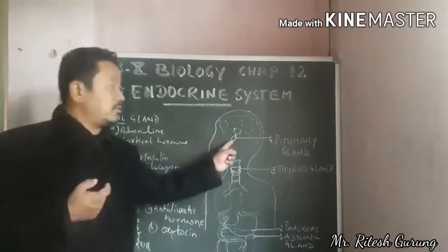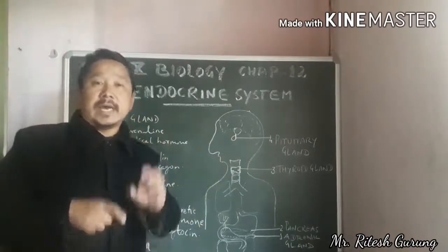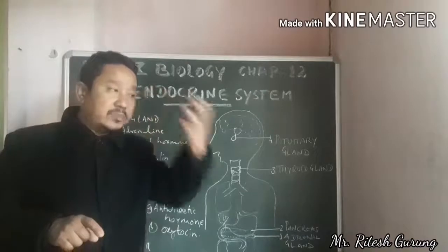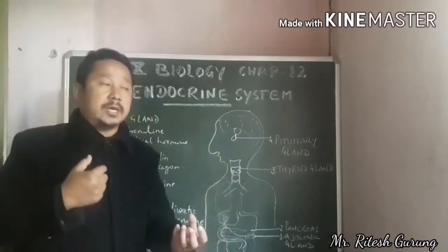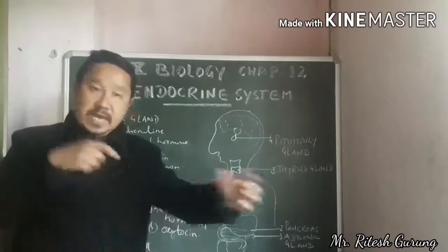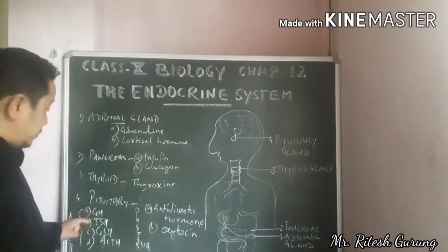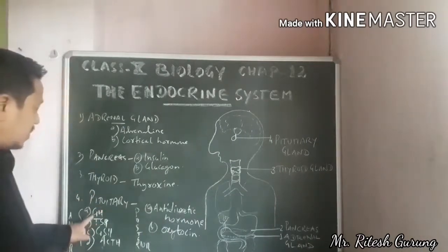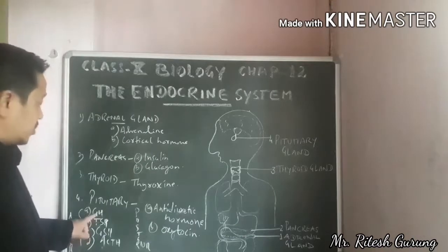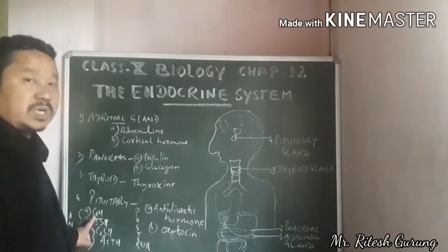So this pituitary gland, which is here in the brain, a pea-sized gland, has 2 different parts: the anterior part and the posterior part. That means anterior region and posterior region, responsible for producing different kinds of hormones. See here, from the anterior region there are 4 hormones produced. Number 1, GH. GH means your growth hormone, responsible for growth.